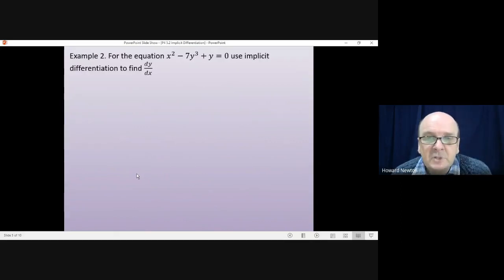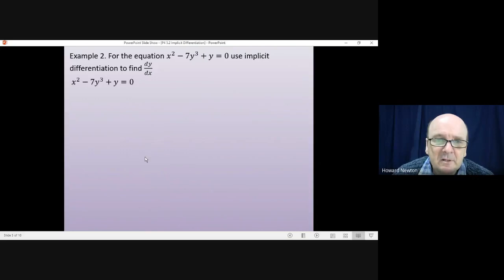Okay, example 2. Same idea. For the equation x squared minus 7y cubed plus y equals 0, use implicit differentiation to find dy by dx. So same idea as the first example. Have a go yourself and come back to me again when you're ready to do so.